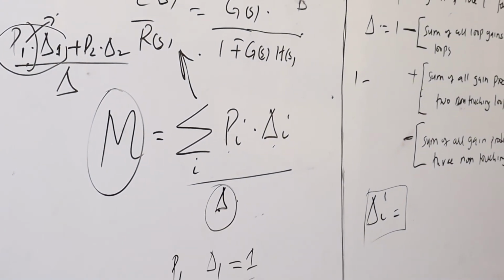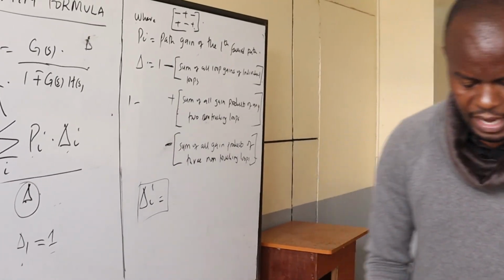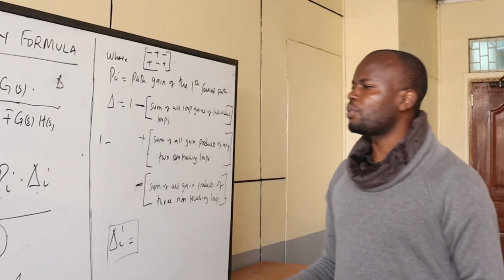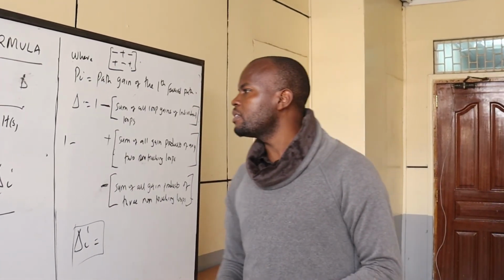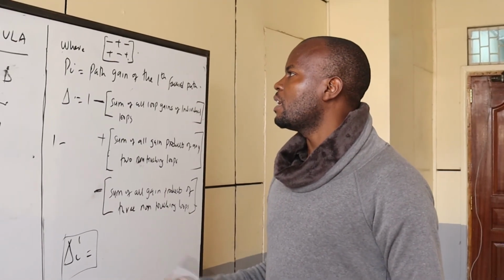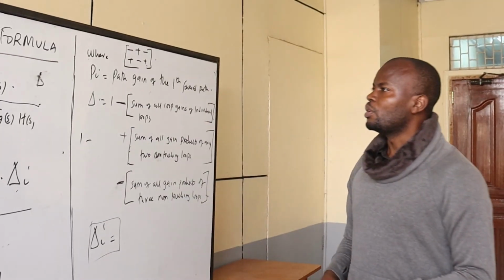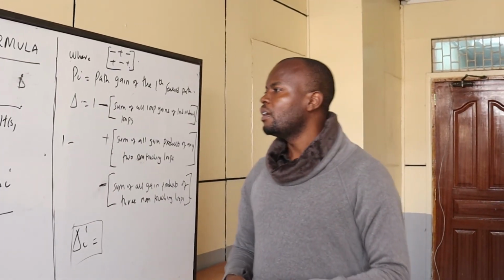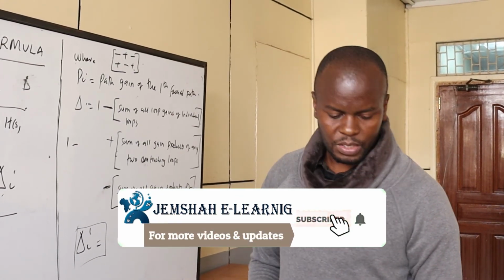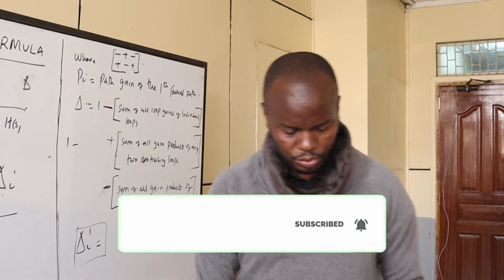For us to understand it further, we will be looking at examples as far as the formula is concerned. In our next tutorial, we are going to look at a few examples that are going to ensure that we understand what we are supposed to do and how to obtain the overall transfer function by use of Mason's gain formula.